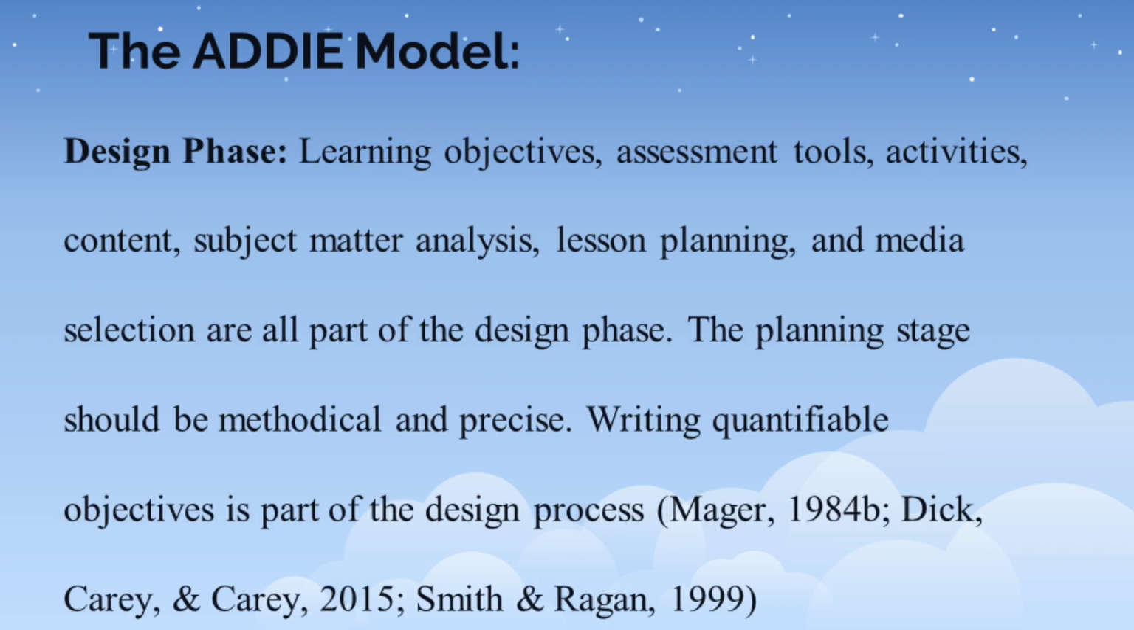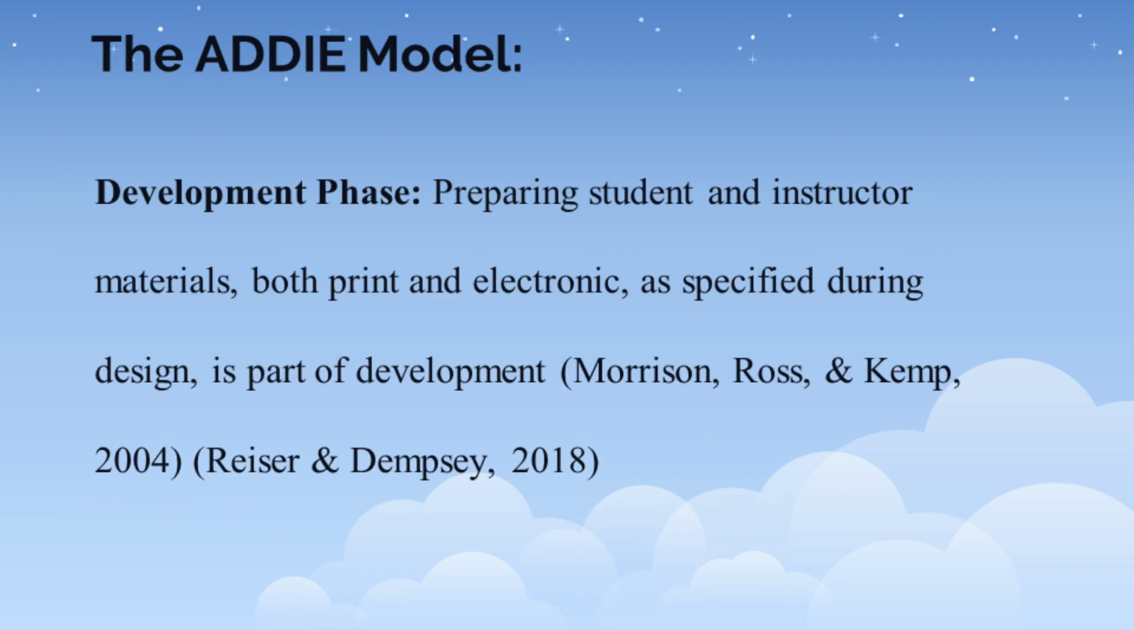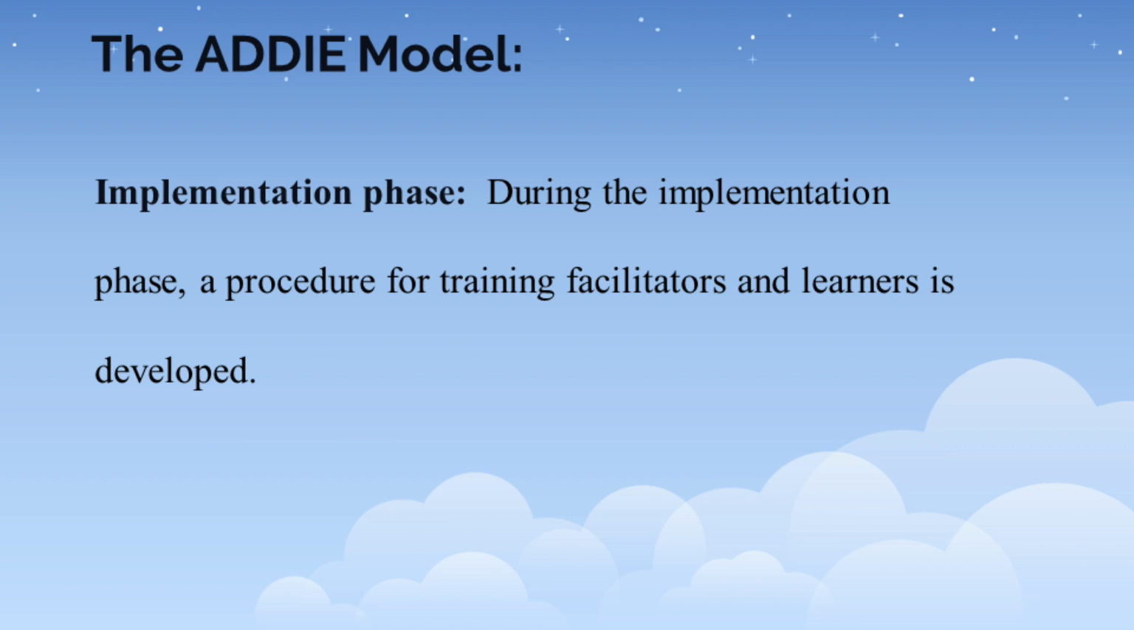The second phase is the design phase. Learning objectives, assessment tools, activities, content, subject matter analysis, lesson planning, and media selection are all part of the design phase. The planning stage should be methodical and precise. Writing quantifiable objectives is part of the design process. Third is the development phase. Preparing student and instructor materials, both print and electronic, as specified during design, is a part of development. Next is the implementation phase.